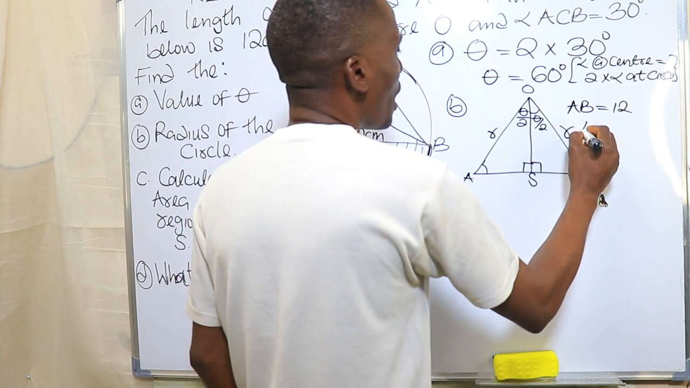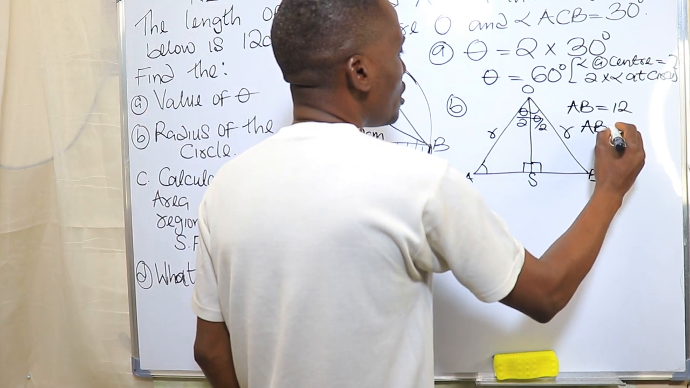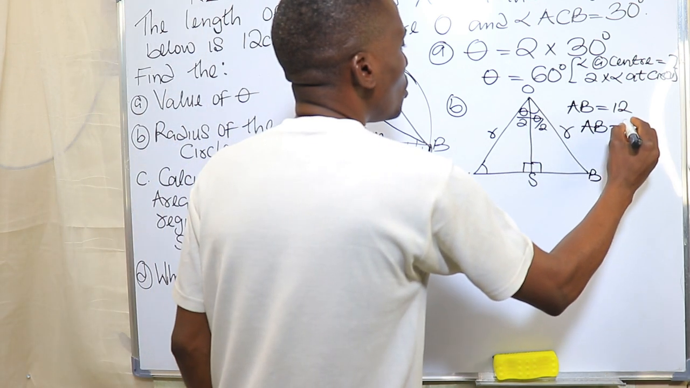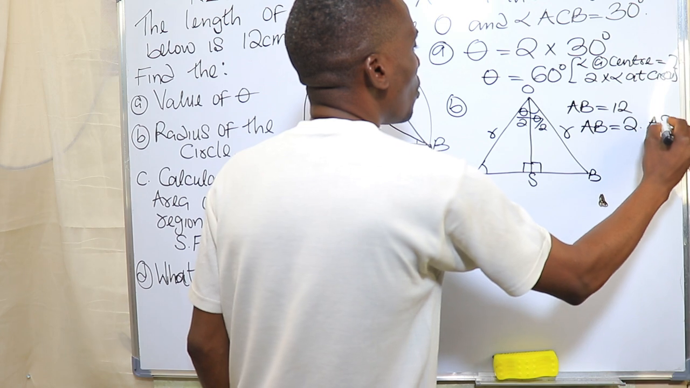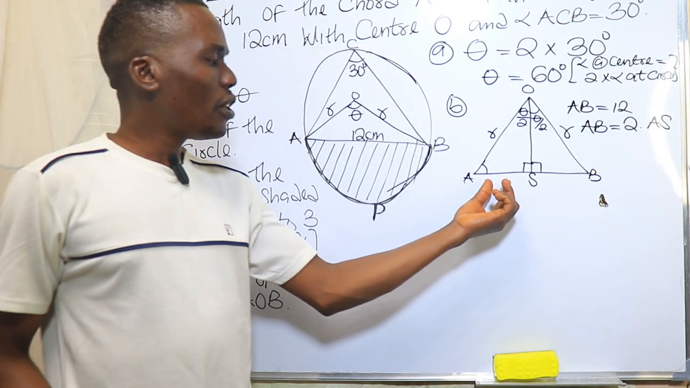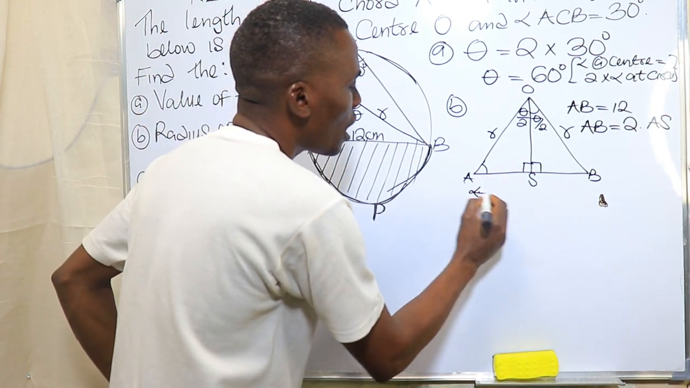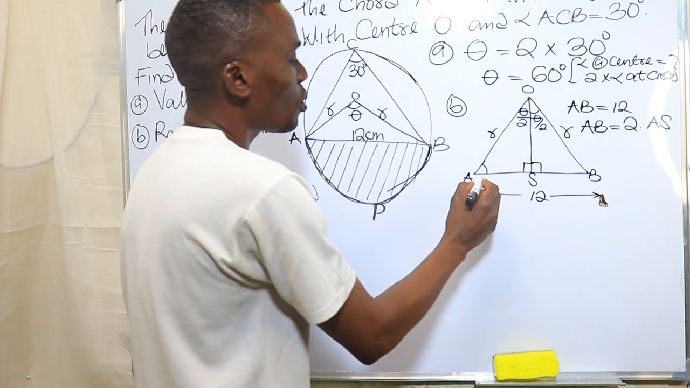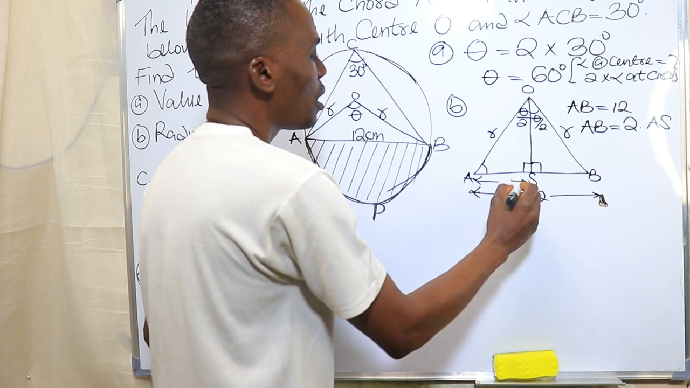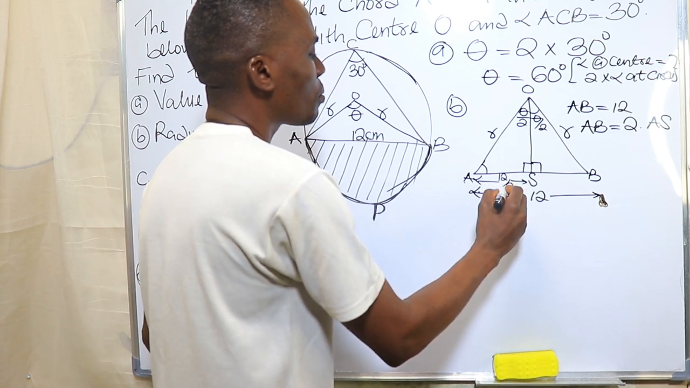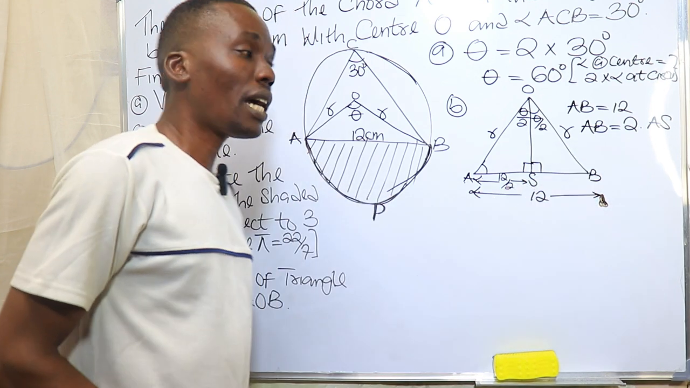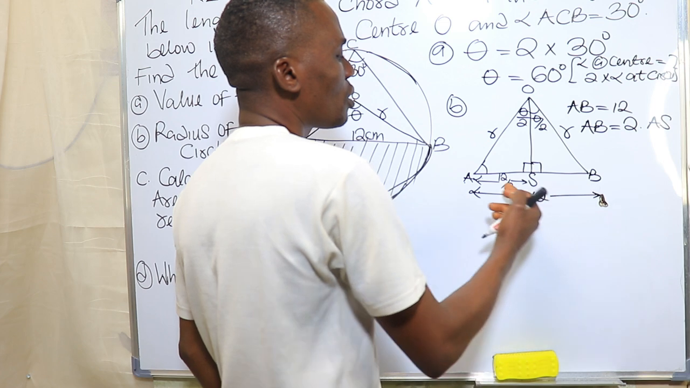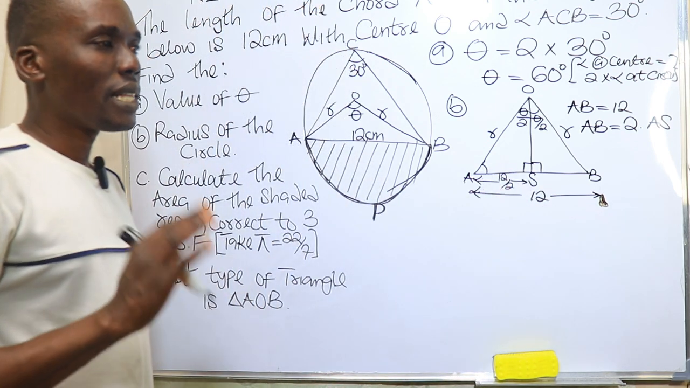My AB is not an assumption because it is definite. My AB is equal to 2 times my AS. If from here to here is 12, so from here to here will be 12 divided by 2, and that is AB divided by 2. So my AB is equal to 2 times AS. And that is the point.